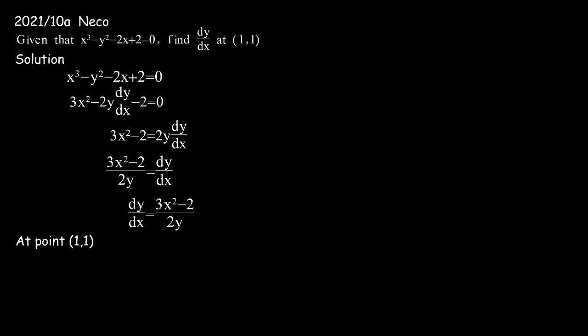At the point 1, 1, we are going to be substituting for s equals 1 and y equals 1. So substituting s and y to be equal to 1 in our dy over ds solution, dy over ds therefore will be equal to 3 in bracket 1 squared minus 2 divided by 2 in bracket 1, which will be equal to 3 minus 2 divided by 2, which is equal to 1 over 2.